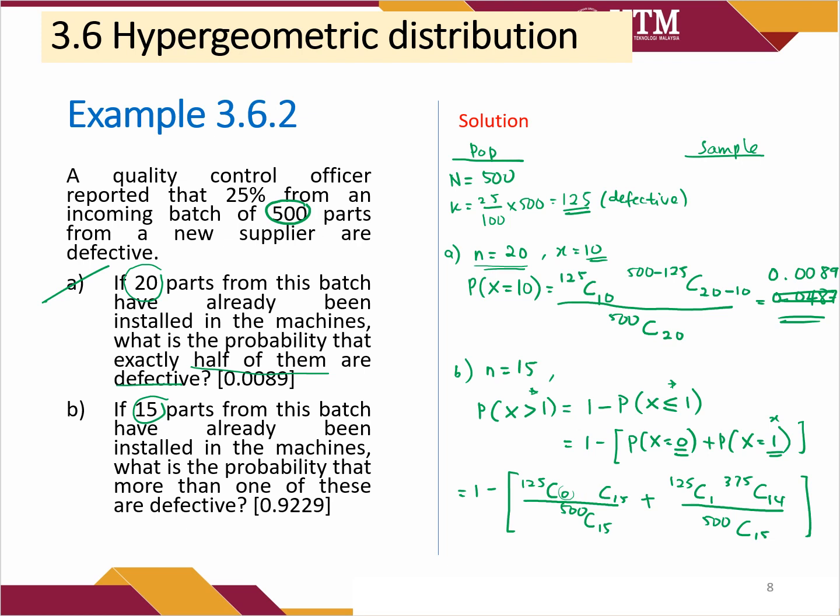Or if I write this in detail, it will be 500 minus 125, and then this one would be n, which is 15 minus 0. This one is 500 C 15 minus 1. So you will get 1 minus (0.012 plus 0.0646). So the answer is close to the answer which I got, 0.9234.